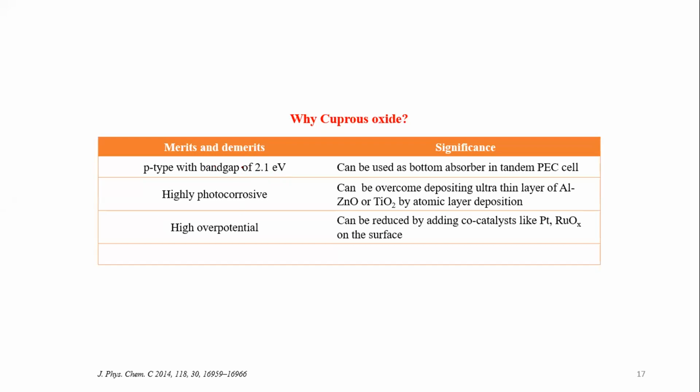Even though they have some good properties, in the presence of water, when you shine light on this cuprous oxide, there is a high chance that this material will self-corrode. That can be overcome by adding a suitable protection layer. For this kind of material, people have already used aluminum-doped zinc oxide or titanium dioxide, which has had a positive response in minimizing this photocorrosion.